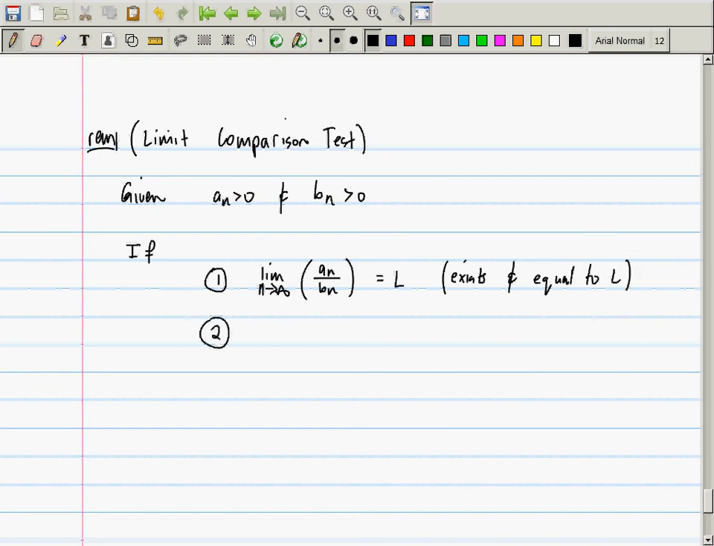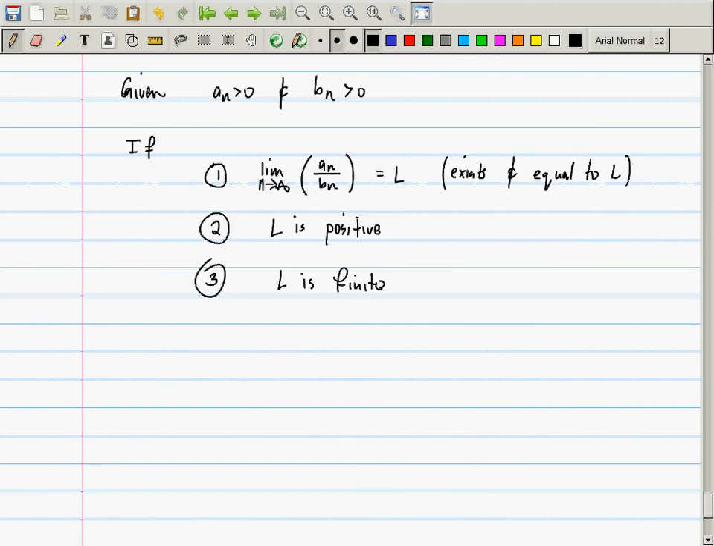Two, L is positive. So first off, a_n and b_n themselves are positive, so all of the ratios a_n over b_n are positive. But what might happen to L? L might actually be equal to zero. The limit of the ratio might be zero, even if all the terms in the ratio are positive. So we have two sequences, the limit of their ratio exists and is positive, and third, L is finite. Positive infinity does not count.